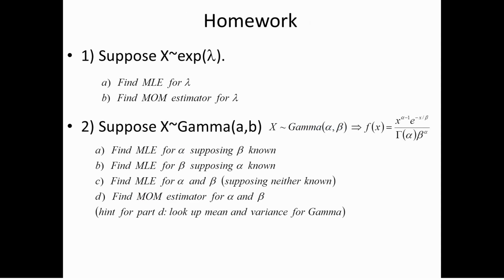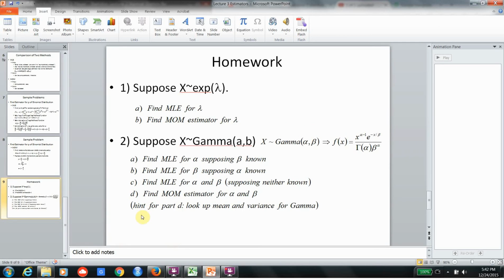Okay, for homework, here's what you're going to do. You're going to look at two problems. The first is where x is distributed like an exponential random variable, and you want to find the maximum likelihood estimator for lambda and the method of moments estimator. The second is where x is going to be a gamma distribution with parameters alpha and beta.